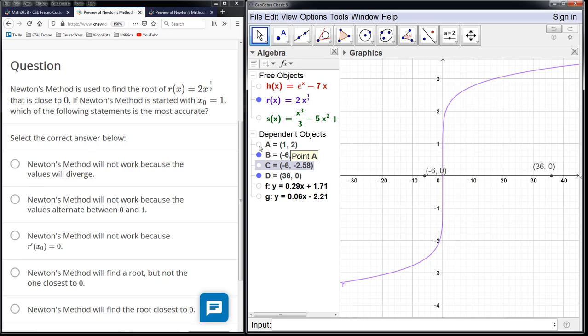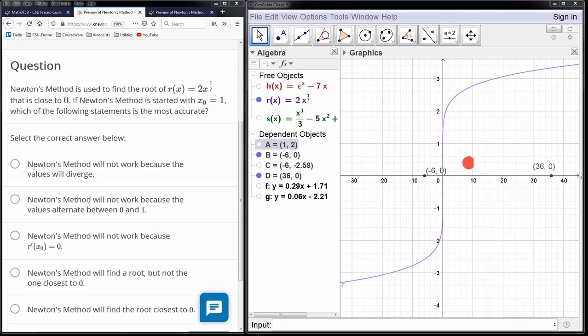So that is our first guess. Our first guess was 1. And then what Newton's method told us is an improved approximation would be -6. And then Newton's method is saying, okay, a more improved approximation is 36. But that's ridiculous, because we know the x-intercept is near 0. And so, in fact, the x-intercept is 0.